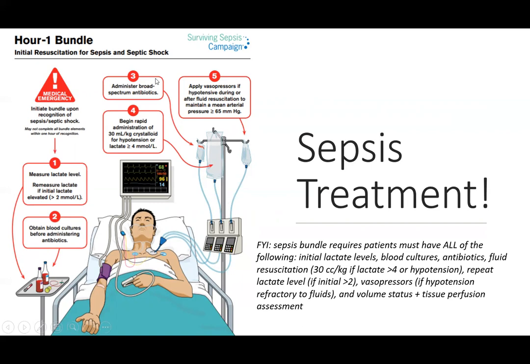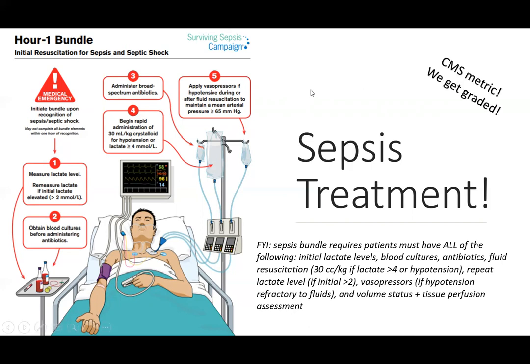Then start broad spectrum antibiotics tailored towards what you think is causing the infection. Although if you're unsure, you should go broad with something like Basecamp. Start a 30 cc per kilogram fluid bolus, especially if somebody is hypotensive or has a lactate of greater than 4. And then have a low threshold to start vasopressors if people are remaining hypotensive during or after fluid resuscitation, trying to get that MAP greater than or equal to 65.